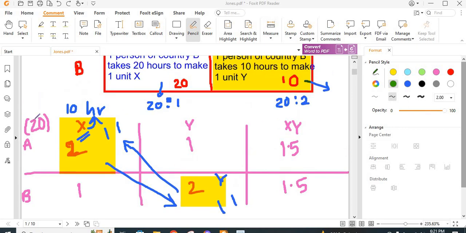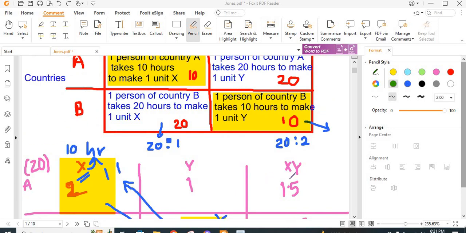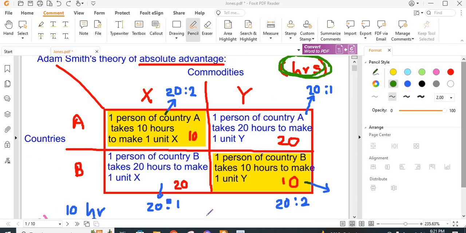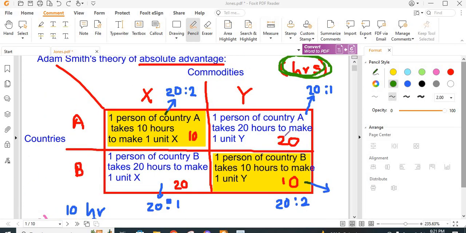So if I think of just 20 hours as the unit, that will make life a little bit easier, not the easiest but a little bit easier. So in 20 hours, country A, if it produces just X, can make 2 units of X. But if it makes just Y, it can make just 1 unit of Y. And if it decides to make both, I want to make 1 unit of X and let's see how many units of Y. So this is just 1 unit of each commodity, X in this case and Y in this case.